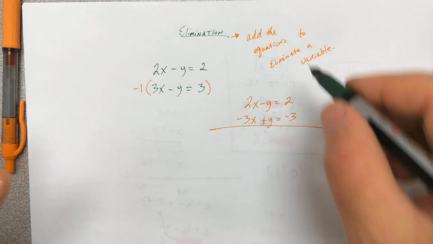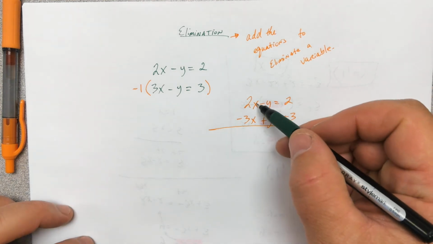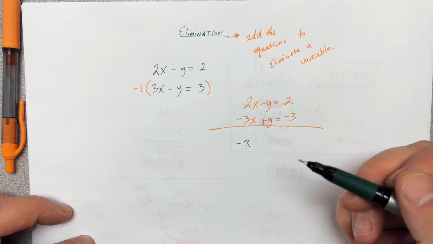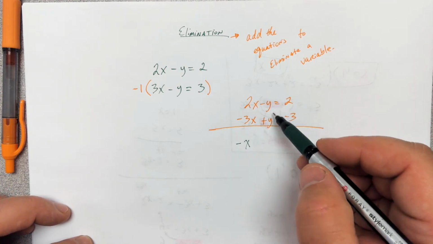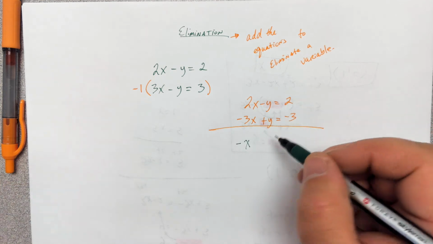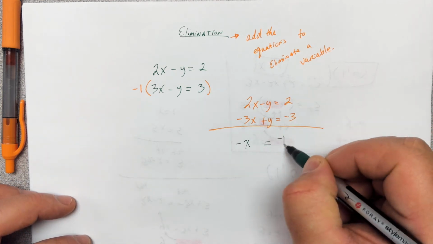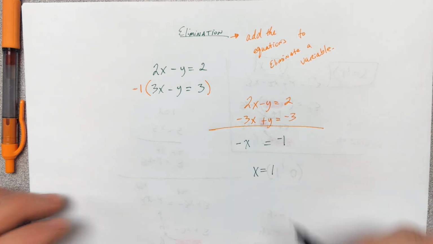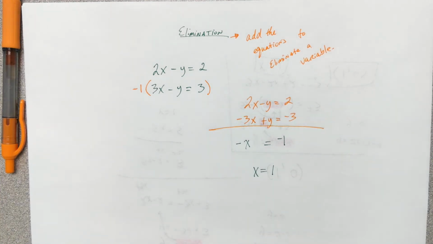Now, Celine, we can add the whole thing together, right? Positive 2x minus 3x, that's negative 1x. Negative y plus y, that's 0, gone, equals negative 1. So that means that x equals 1. If negative x equals negative 1, then x equals positive 1. That one's kind of weird. We'll do a different one that's super simple in just a second.